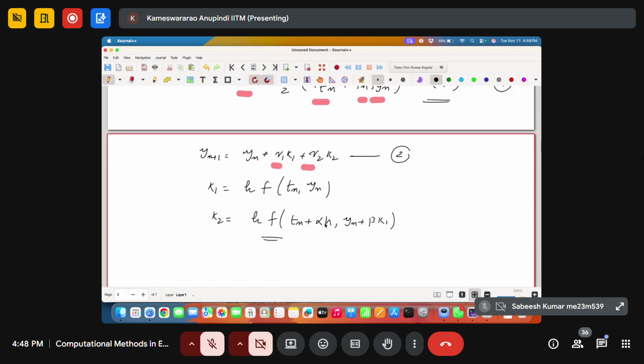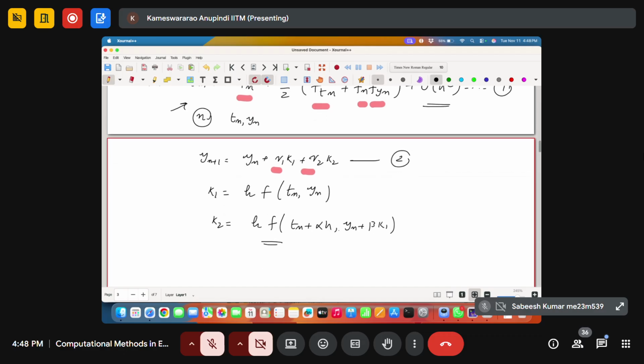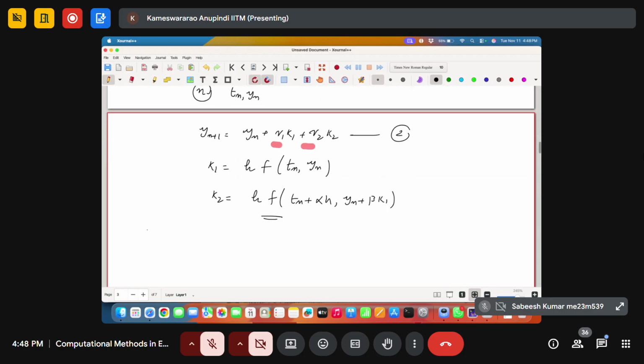But before I can do that, everything in equation 1 is in terms of about n, right? They are in terms of either T_n or Y_n. But in this equation, they are not about T_n, Y_n, because they are in terms of T_n plus alpha h, Y_n plus beta K1. So let me use Taylor series to expand K2. I can rewrite K2 to be equal to h times, expanding this entire function about f of T_n, Y_n, f of T_n comma Y_n.